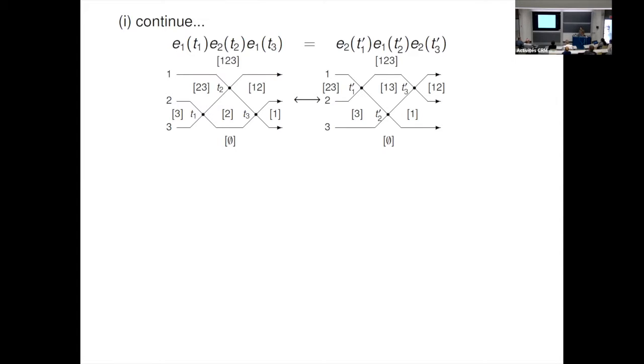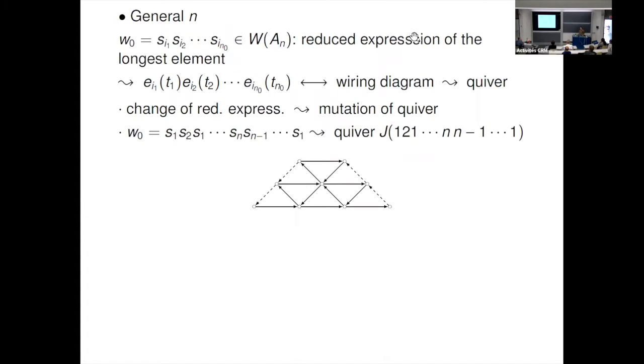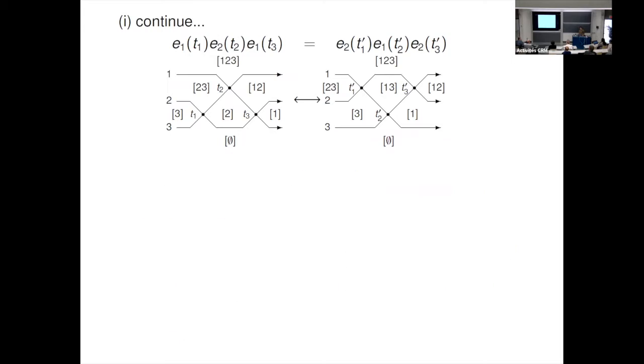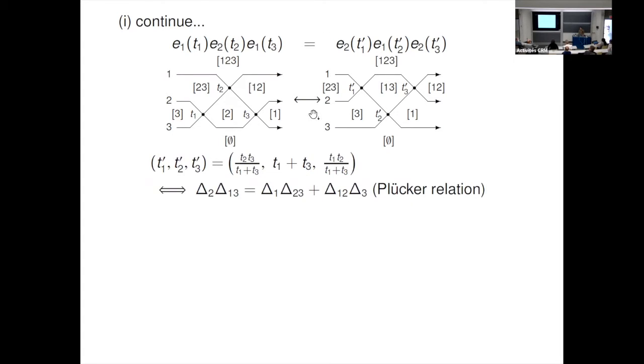So let's continue. This 3x3 upper triangular matrix has another expression as a product of elementary matrices. It was E1, E2, E1, but now we have E2, E1, E2 with different quantities of T. So we have two wiring diagrams to describe the same matrix X. Then we require that the two products are the same. So it gives the rational transformation for T like this. And it is a birational transformation.